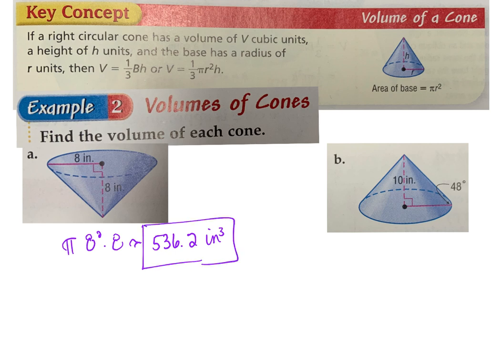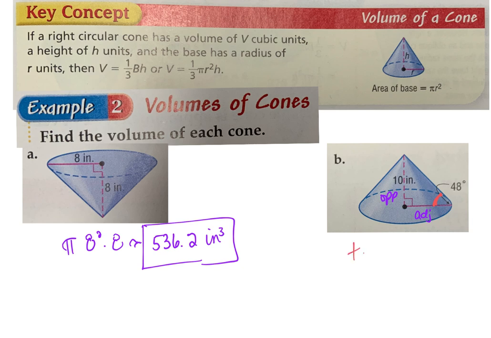For the next one, they did not give us everything that we needed, right? We do have the height. We need the radius. What did they give us? A degree. How do we solve this? SOHCAHTOA. So this is my angle, which means this is my adjacent and this is my opposite. How do I find the adjacent side that I need? What deals with opposite and adjacent?